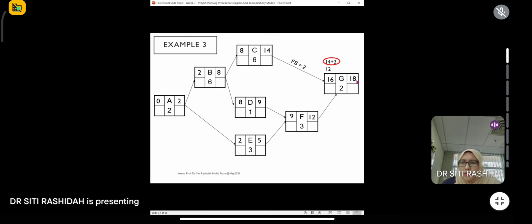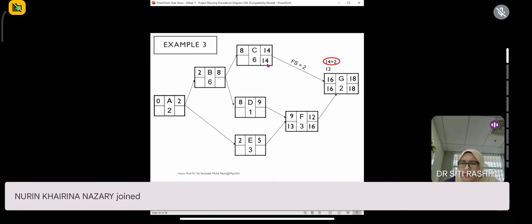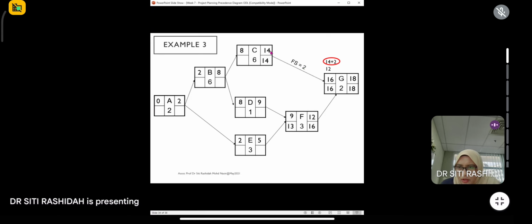Okay, so kita buat backward pass. Backward pass is 18. 18 minus 2 is 16. So, kita ada 16 dekat sini. 16 minus 3 is 13. And 14 dekat sini. Macam mana dapat 14 is 16 minus 2. Okay, jangan lupa, if you do forward pass, you have to consider the relationship. If you do the backward pass, you still have to consider the relationship. Okay, so 14 minus 6 is 8.